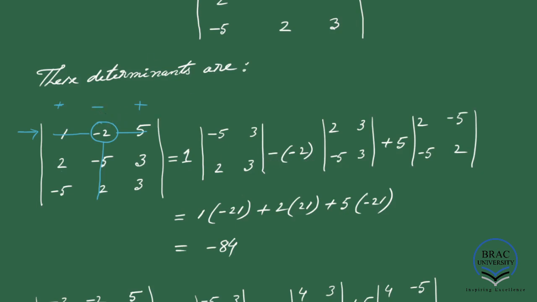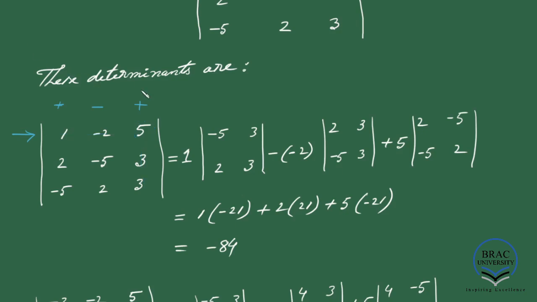In the third case, you pick the third entry of the first row, and then you ignore the entire row and the column associated with it. What you're left with is 2, minus 5, minus 5, 2. You take the determinant of that, and since we picked 5, according to the formula we have a plus, so plus 5. This is the setup, and this is how you can calculate the determinant of a 3 by 3 case.